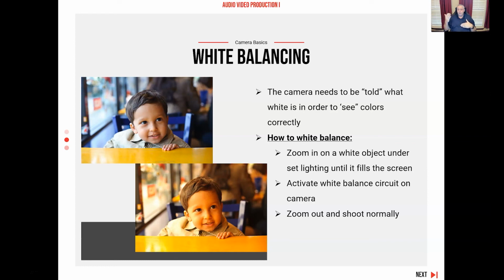Same thing if I go into fluorescent lighting, or outside into the sun, or there's cloud, maybe the sun isn't showing, it's an overcast day. All different lighting temperatures, if you will, for color. Once you white balance your camera, it will look a lot more natural, like that kid does up there at the top. So the slide's going to tell you the camera needs to be told what is white in order to see colors correctly. Now, what does that mean?